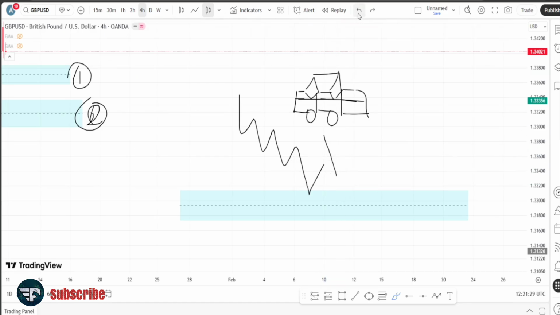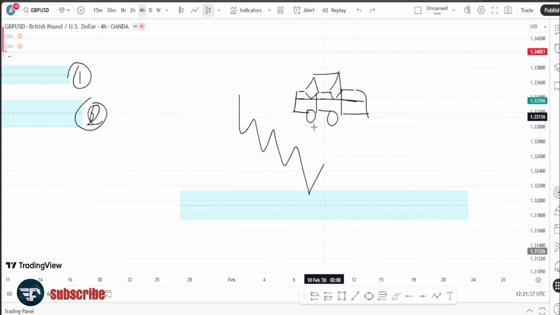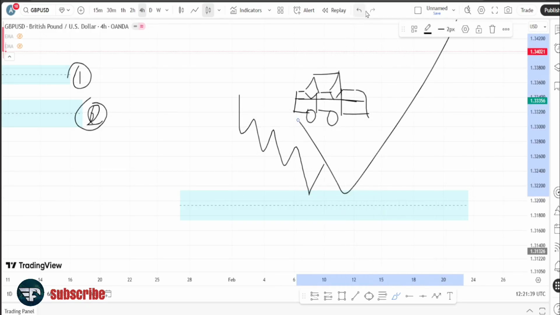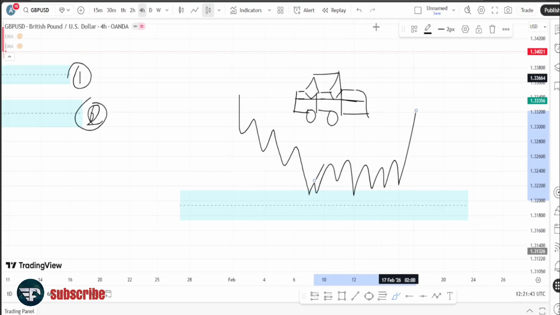If this car wants to reverse, it will try to apply the brake before it goes back. There's no way this car will get here and go straight back. There has to be a turnaround. That turnaround is the consolidation that will happen here before the push.